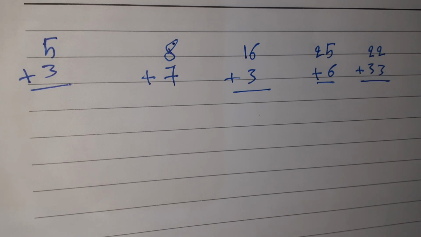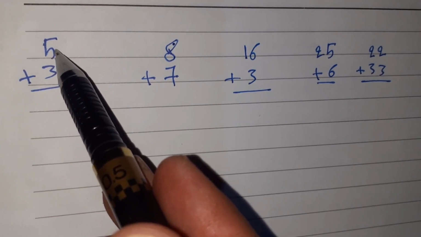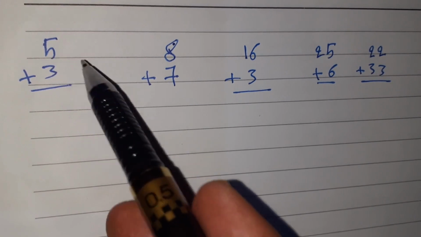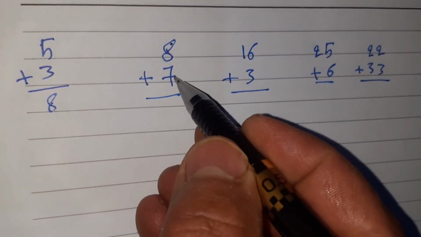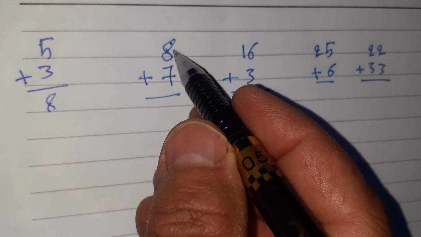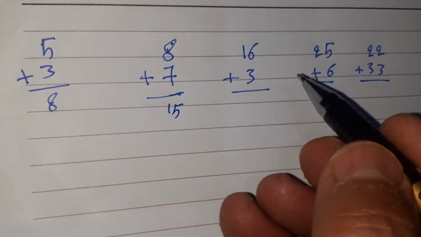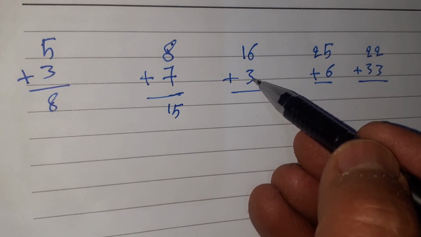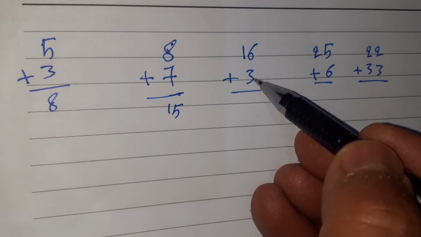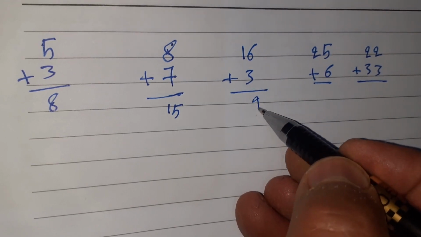For example, this is a one digit number, this is a one digit number, this is ones, this is ones. 5 plus 3 equals 8. Yes, 8 plus 7 equals 15. These are one digit numbers, and this is right under this. 3 plus 6 is 9.